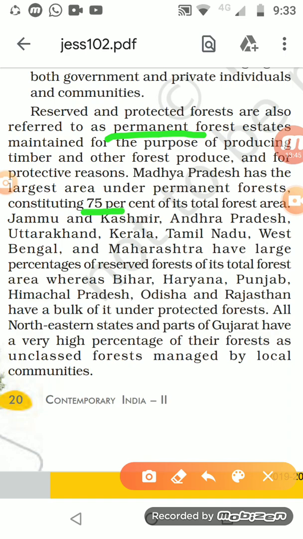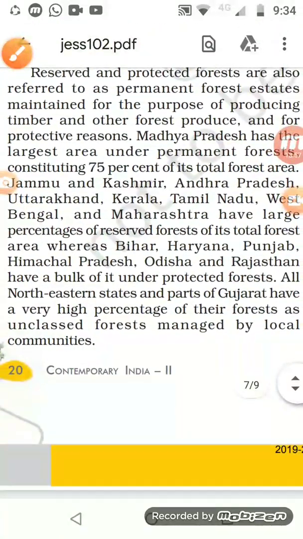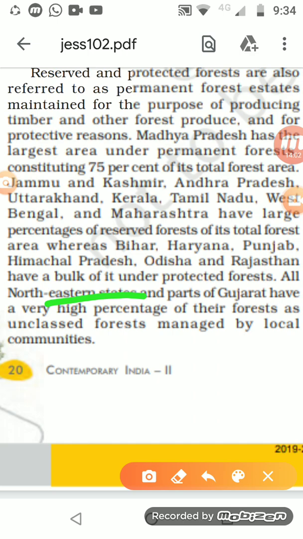So what happens is, permanent forest, 75% of the forest area, children, see here, is in these states. Please remember the names of these states. You have to remember the names of these states. And most important are the northeastern states. Parts of Gujarat have a very high percentage of this forest.